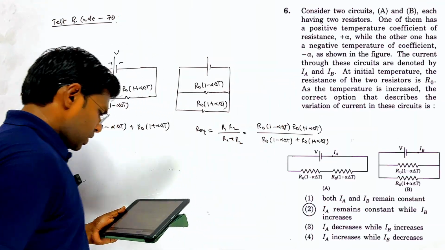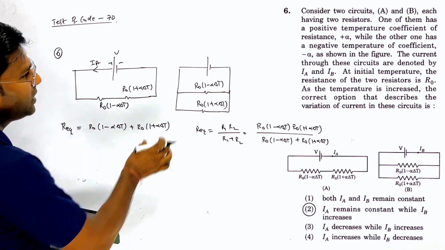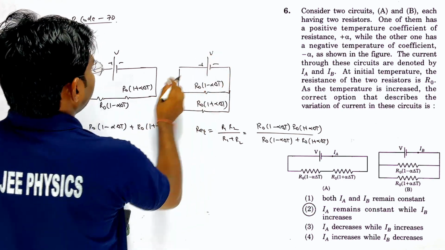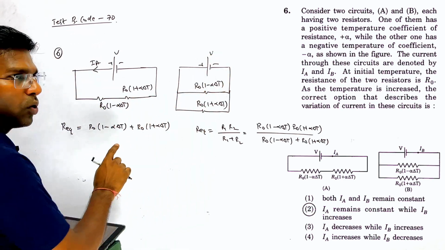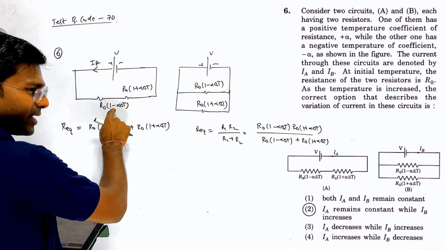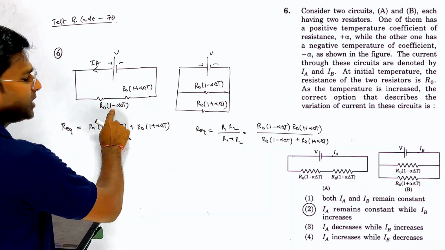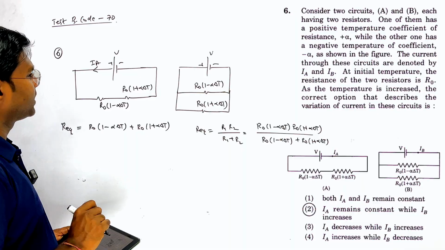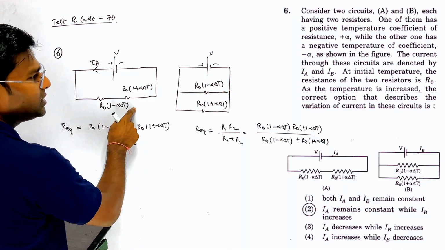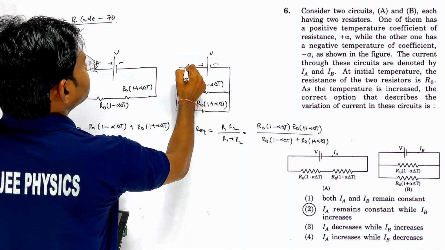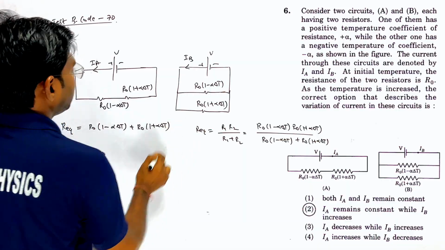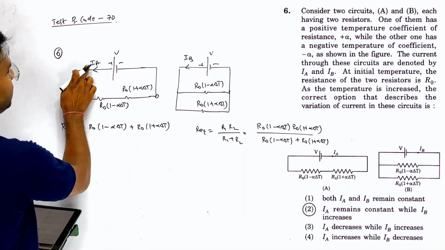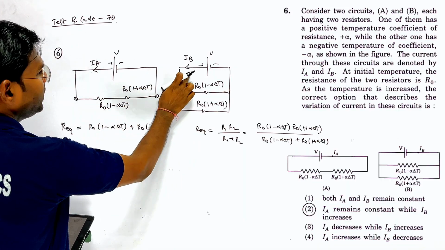So read this question. This is question number 6, in which two circuits are given. The two resistances have a temperature coefficient of resistivity alpha. In one resistance it is positive, in the other resistance it is negative. Both are connected in series in circuit A, and in circuit B both are connected in parallel. You have to find the currents IA and IB in this case.